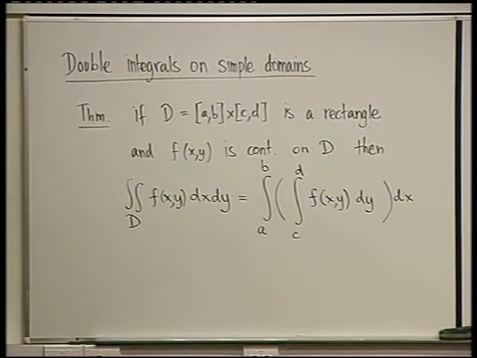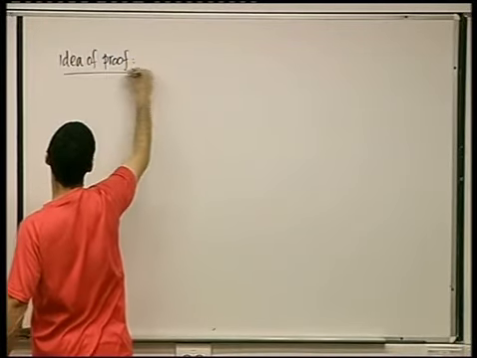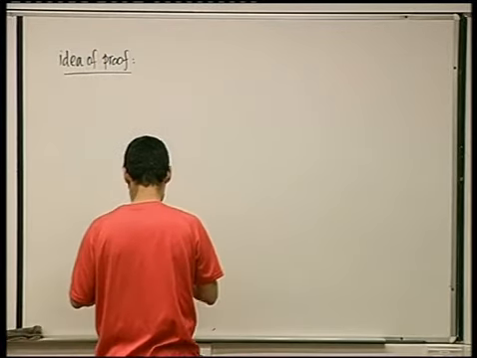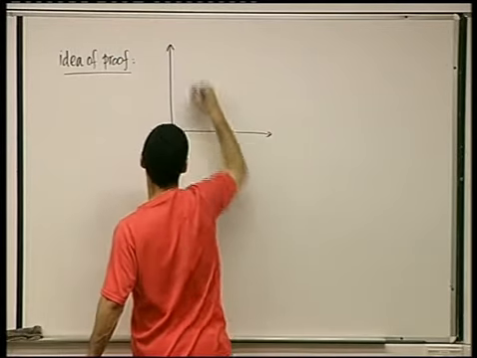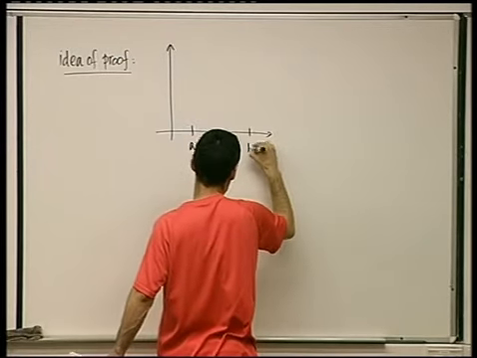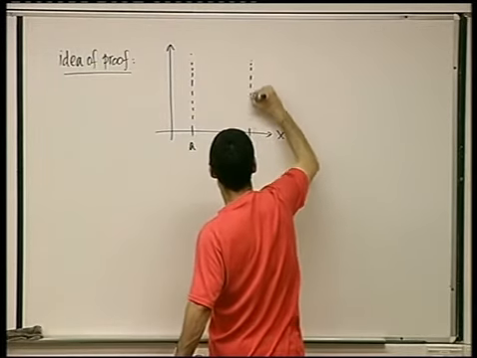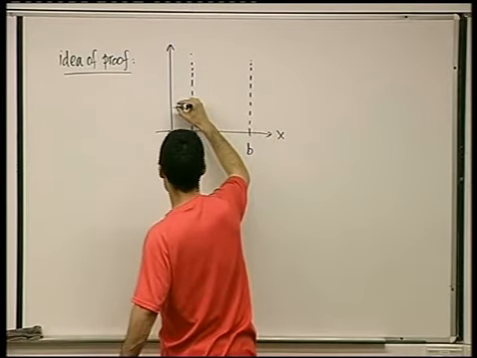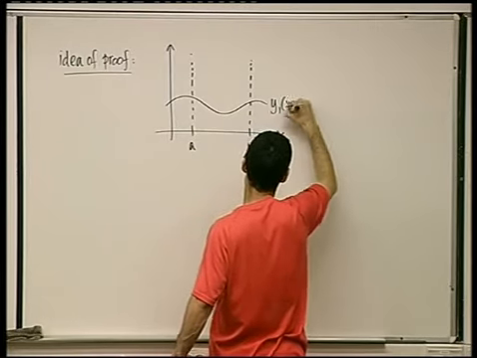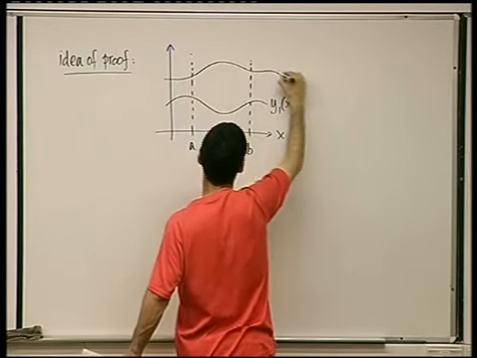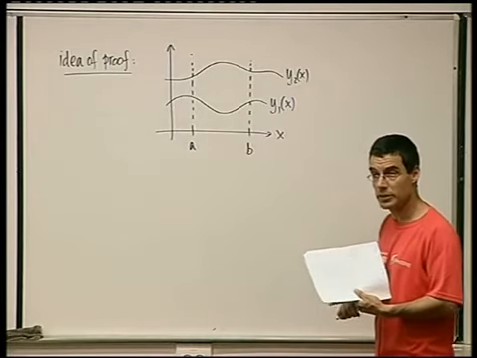So, idea of proof. Here's our domain. We're assuming that the domain is of this form. The x's are restricted between a and b, and the y's lie between two functions. Here's one function, which we called y1 of x, and here's the other function, y2 of x. And the domain is everything inside. Do you agree?